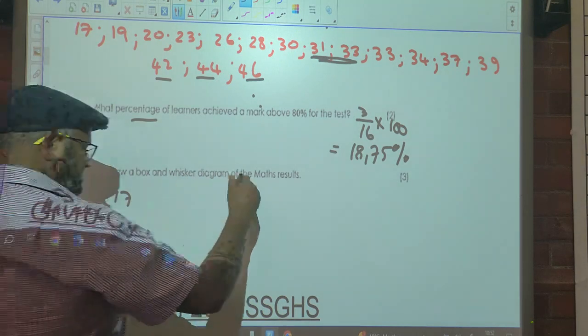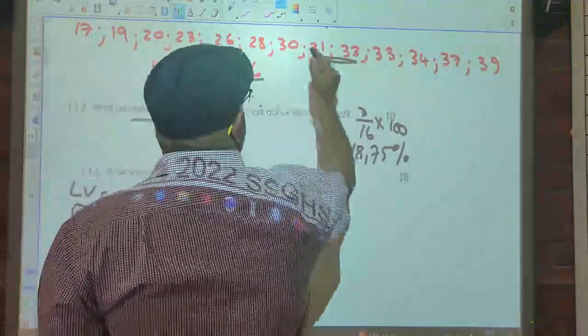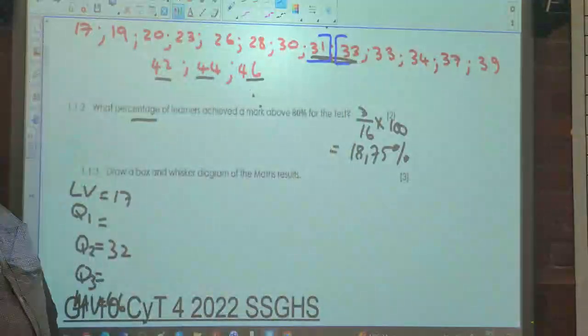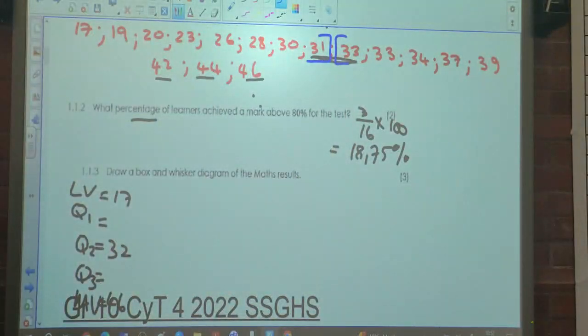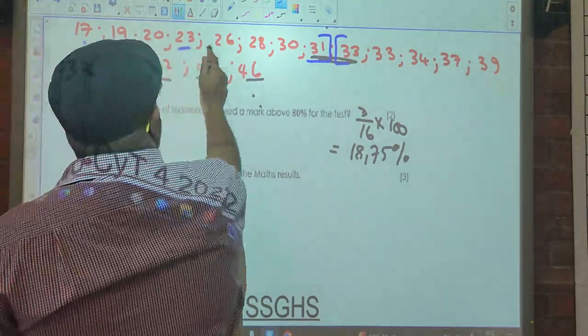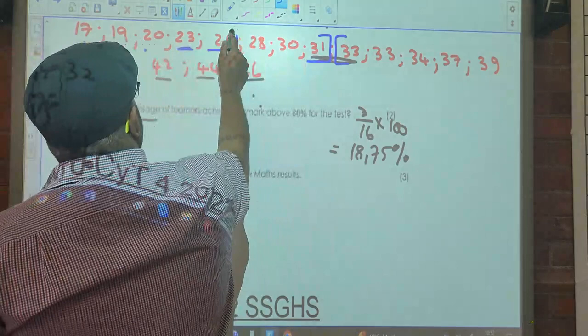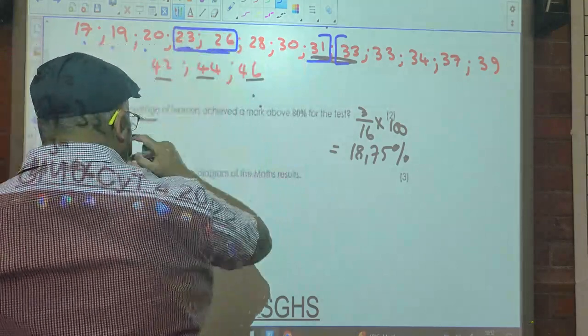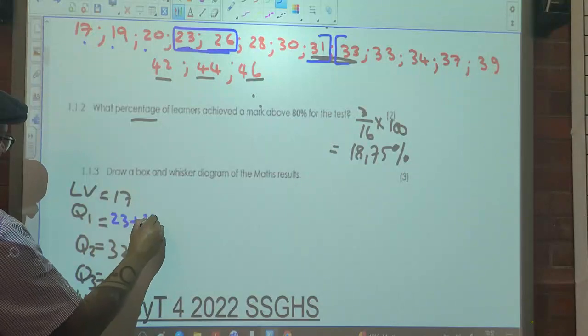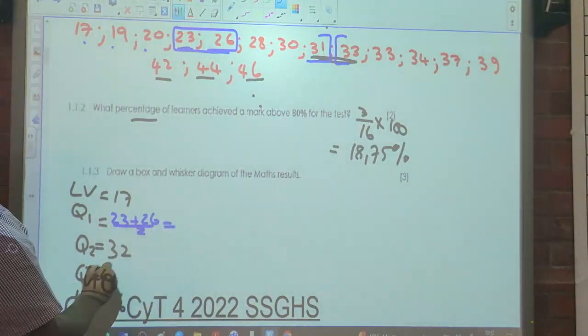Now, as you can see, there's an even amount of numbers here. So that one forms part of the bottom set and that forms part of the top set. If it was an odd amount of numbers, I would have crossed it out. Not so? So there's 8 on either side, so I count 1, 2, 3, 4. 1, 2, 3, 4. Can you see there's 2 numbers in the middle? Yes, sir. So that's going to give you 23 plus 26 divided by 2, which is 24.5.